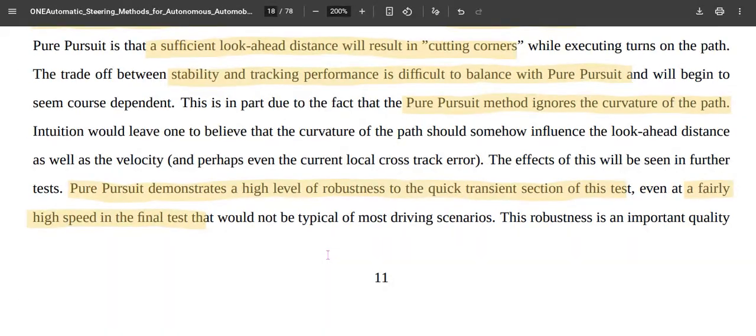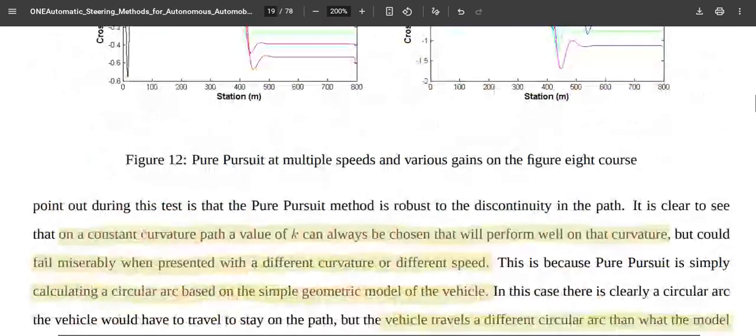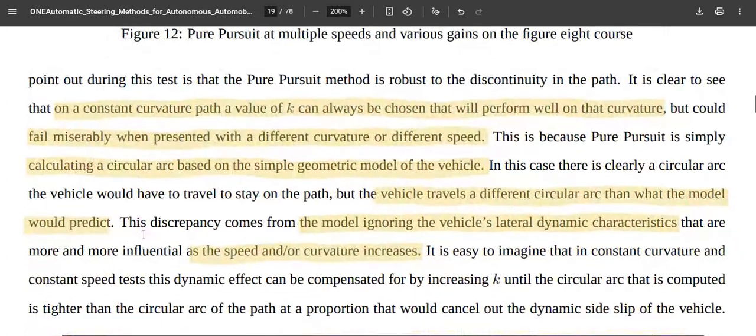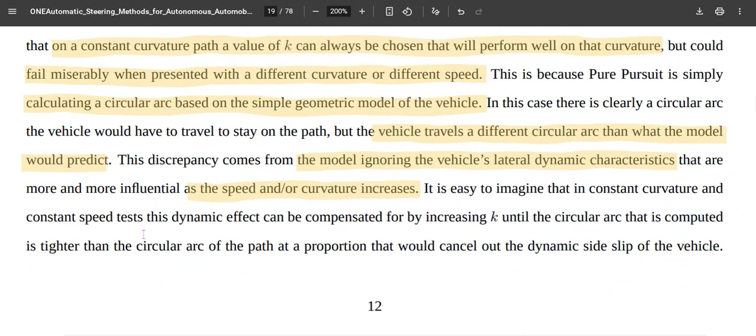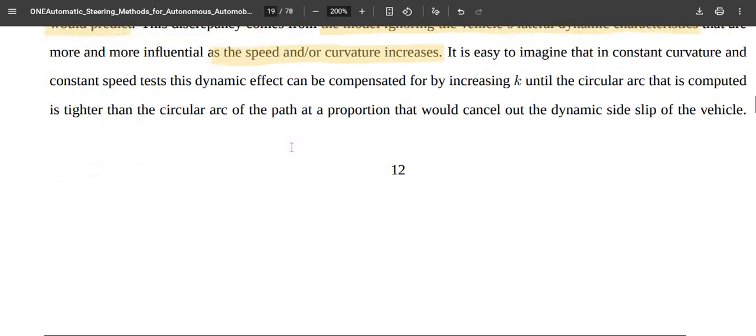But one advantage is it has a very high level of robustness to make a quick transition, so it can be applied in any test, and it can also give good robustness during the high speed test. So this is the same thing, that it depends upon a small value or a large value. How does that affect either the stability or the accuracy?